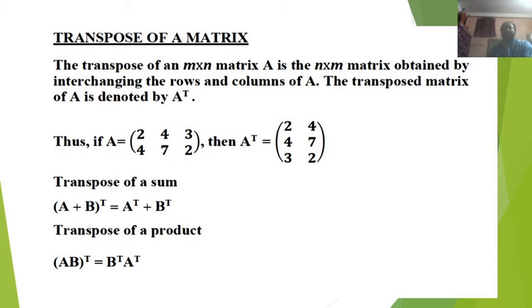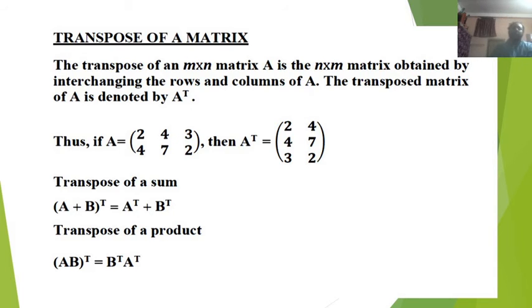Next is transpose of a matrix. What do you mean by transpose of a matrix? The transpose of an m by n matrix A is the n by m matrix obtained by interchanging rows and columns. The transposed matrix of A is denoted by A^T, A upper T. Thus, if A is equal to [2, 4, 3; 4, 7, 2], then the transpose A^T is equal to [2, 4; 4, 7; 3, 2]. The row 2, 4, 3 goes to a column and the row 4, 7, 2 goes to a column.